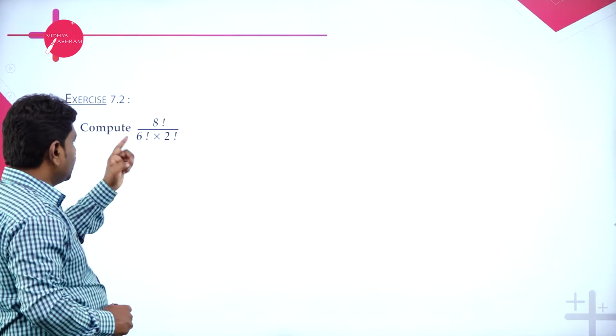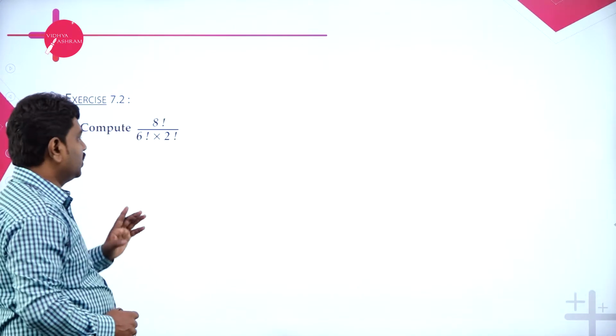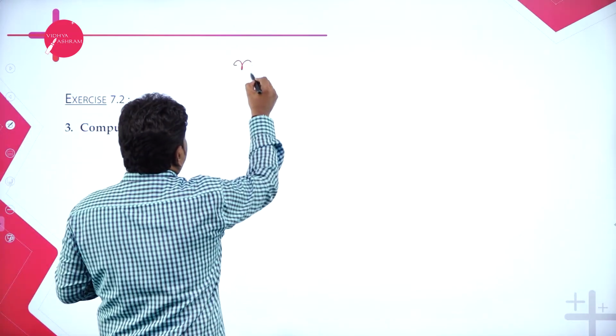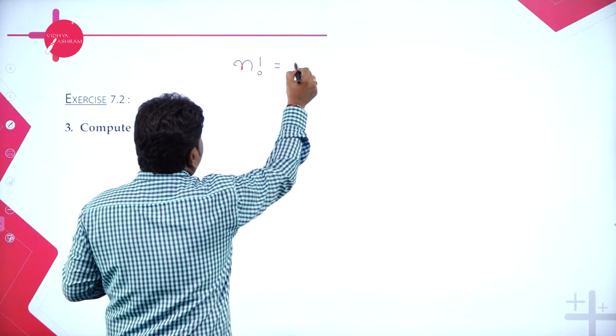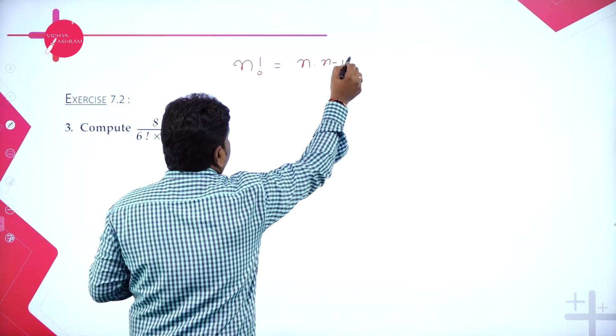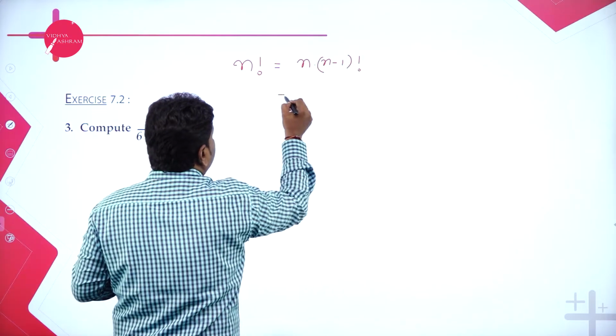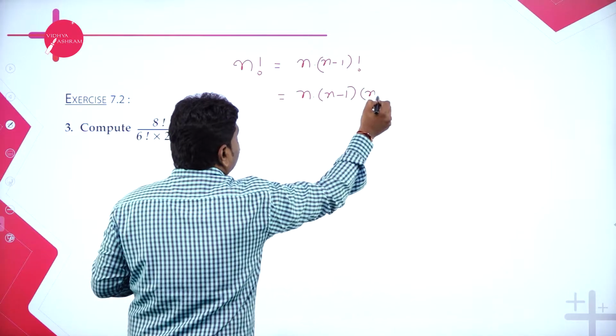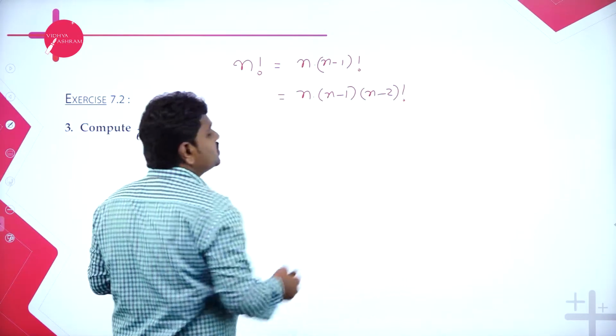compute 8 factorial by 6 factorial into 2 factorial. To compute these kinds of problems, first you should know a shortcut. If you know n factorial, I can also write n factorial as n into (n minus 1) factorial, or I can also write this as n into (n minus 1) into (n minus 2) factorial. Like that we can simplify.